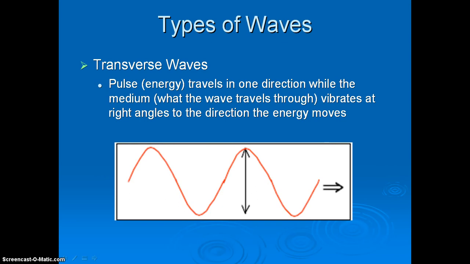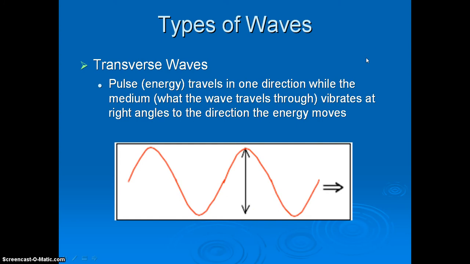There are different types of waves. One of the types of waves that we have is a transverse wave. On a transverse wave, the pulse or the wave or the energy travels in one direction. In this case, it's traveling to the right, while my medium, or what my wave moves through, is moving at right angles to that direction. So in transverse waves, my wave moves perpendicular to the direction that my medium moves. So this is like, which way is my pulse traveling, which way is my tape traveling, kind of thing.